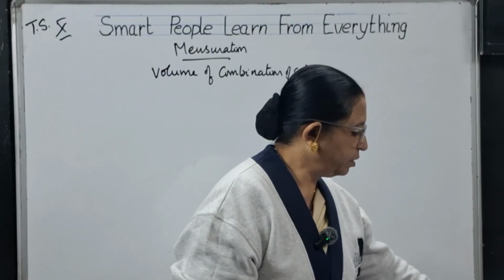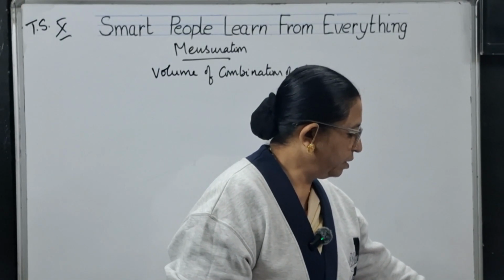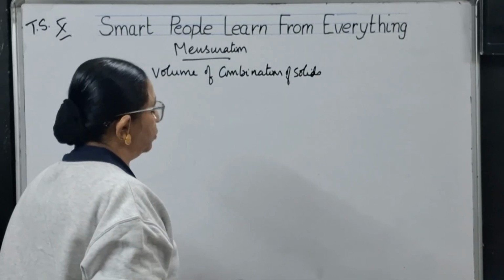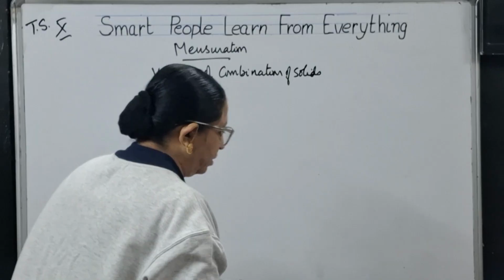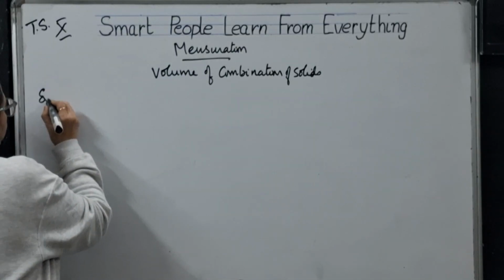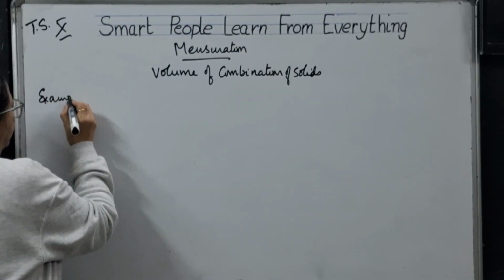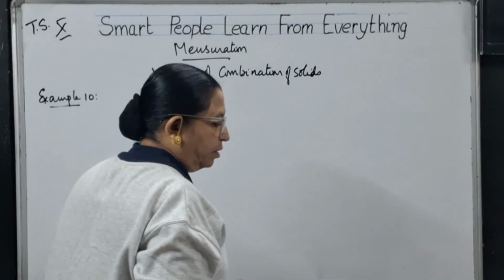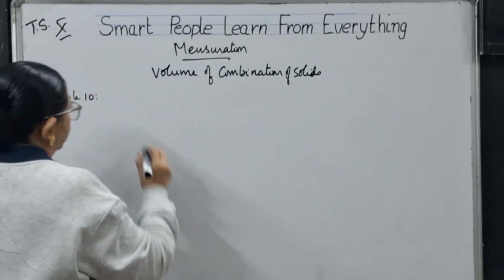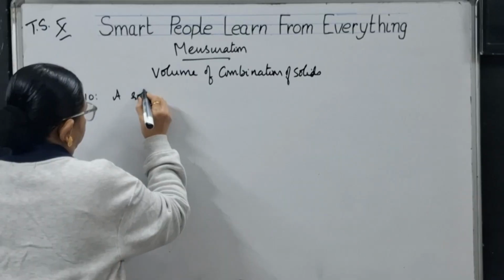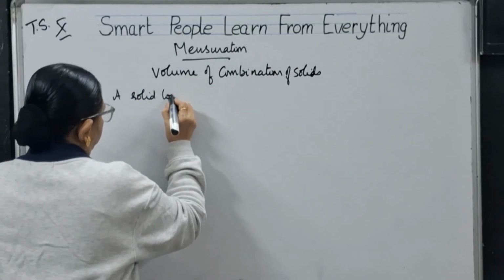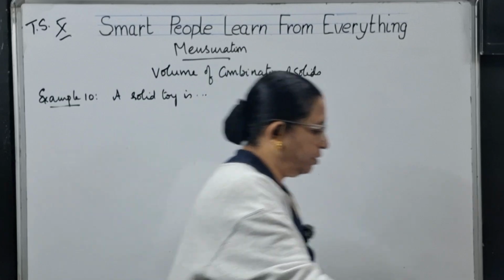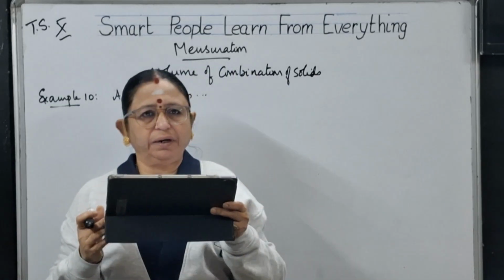Now I am dealing with 10th class mensuration. This is volume of combination of solids. In this you have got example 10. In this, a solid toy is in this way. So let me read this.